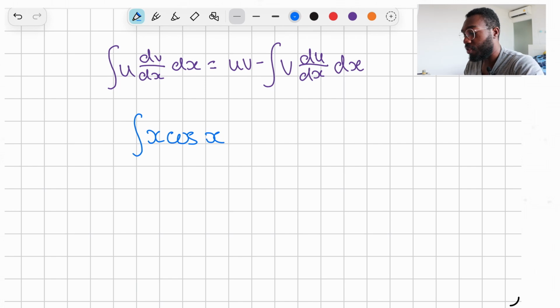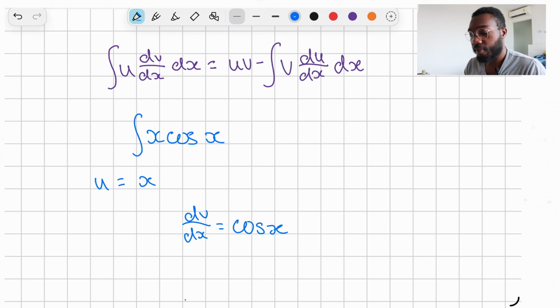So for example, in this question, let's make x u. So let's make u equal to x. And then let's make dv over dx equal to cosine x, okay? And then we just need to work out our du over dx and work out our v. So if we do du over dx first, that would simply be 1, okay? We're just differentiating x with respect to x, that will just give us 1.